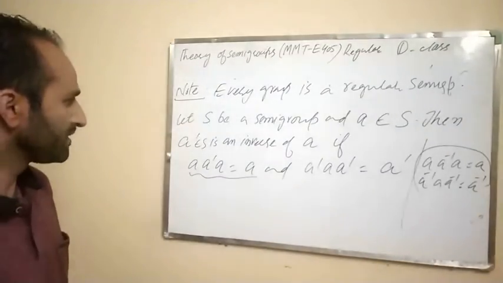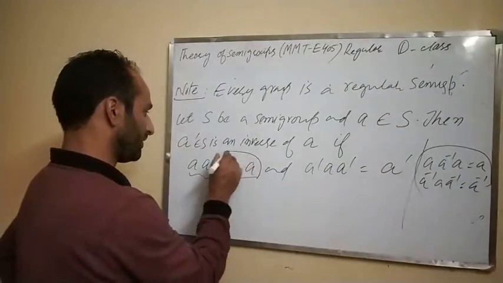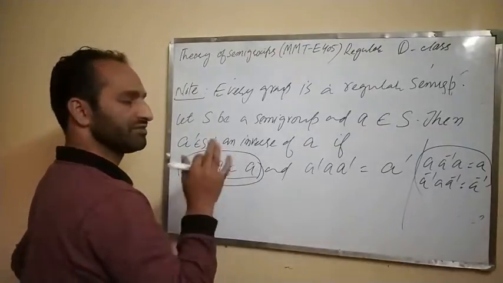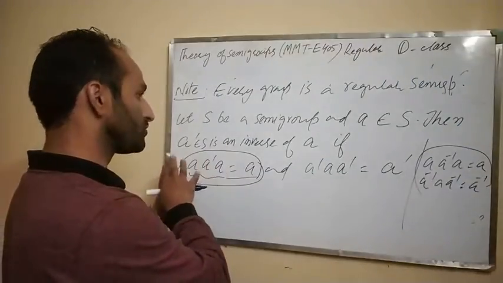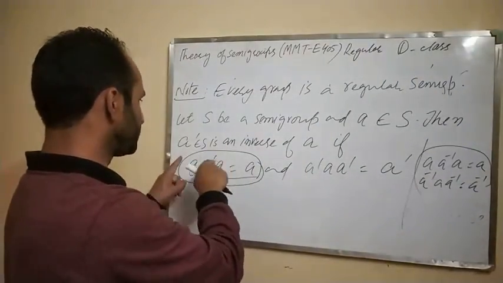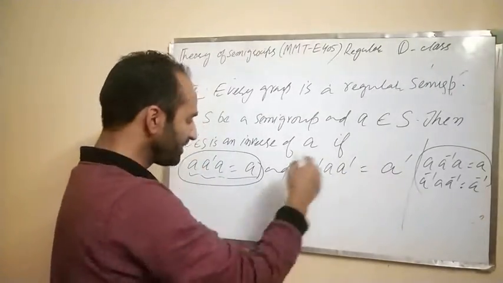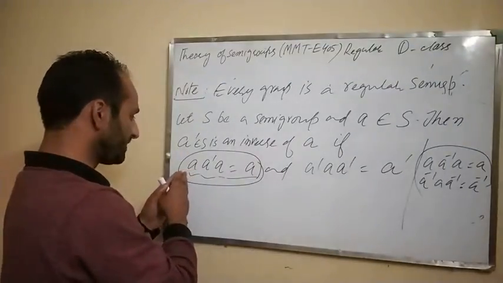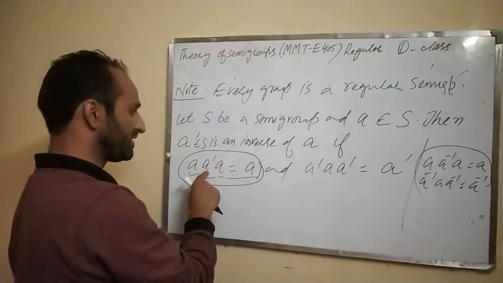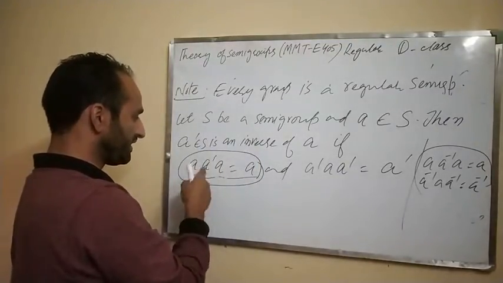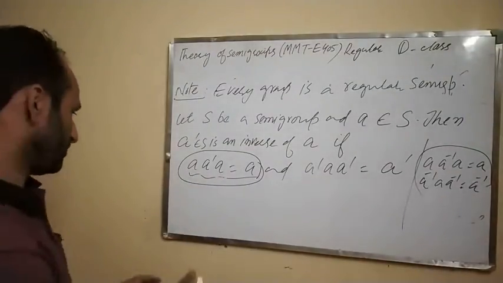Clearly, if element a has an inverse in a semigroup, then this element a is regular, because for regular we need only one equation, aa'a = a. If a possesses an inverse in semigroup S, that means there exists a' such that aa'a = a and a'aa' = a'. So a is a regular element, because there is a' in S such that aa'a = a.